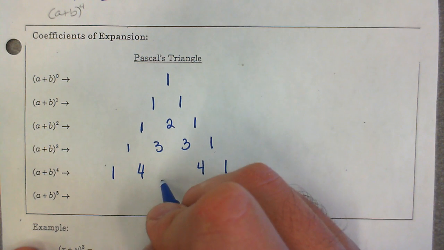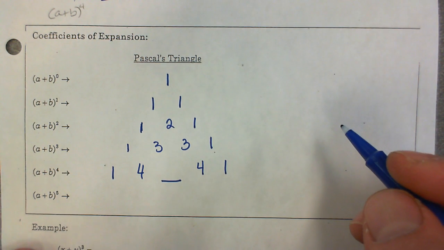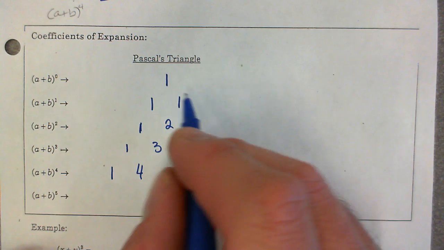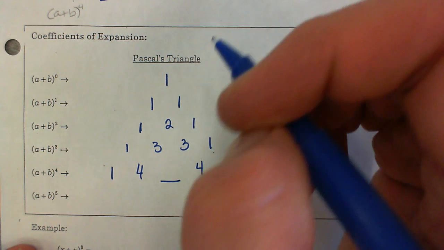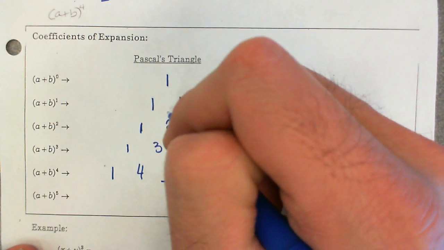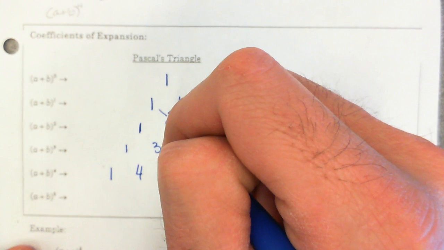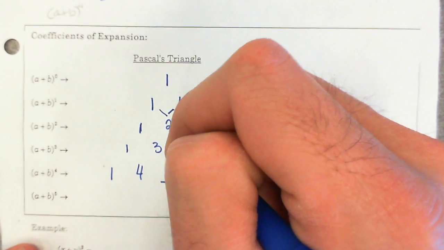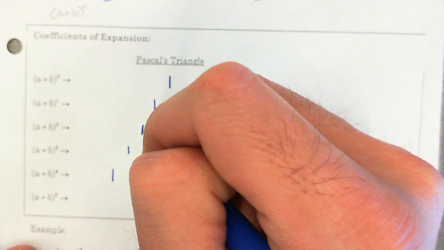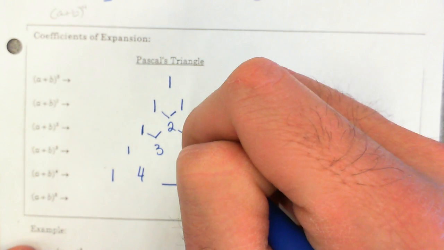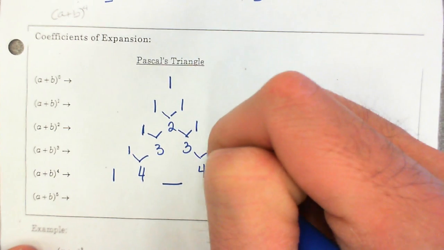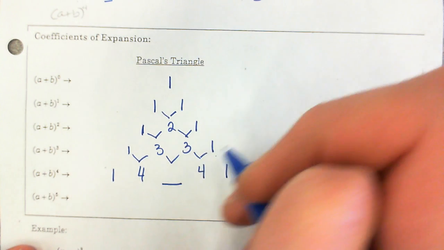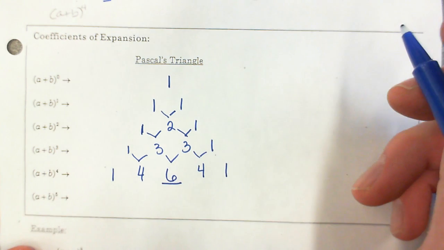Now to find this last number here, we need to identify the pattern for the whole triangle. In order to get this number, you take the two numbers that are left and right of the space that you're looking for, you add these together, and you get the number in the middle. So 1 and 2 get you 3, 2 and 1 get you 3, 1 and 3 get you 4, 3 and 1 get you 4, so here 3 and 3 will get you 6.